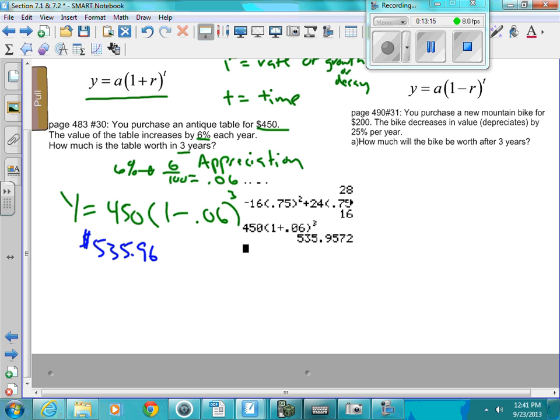Y equals a times 1 minus r to the t. A, r, and t are the same thing they were in the last example. Okay, so we're going to use a equals 200. That's how much we paid for the bike. It's depreciating by 25%. That's 0.25, in this time 3 years as well.